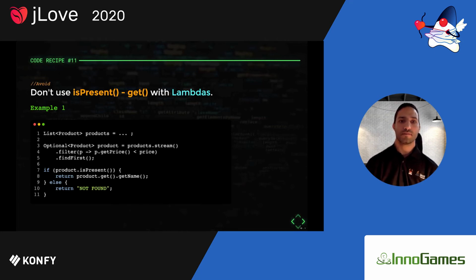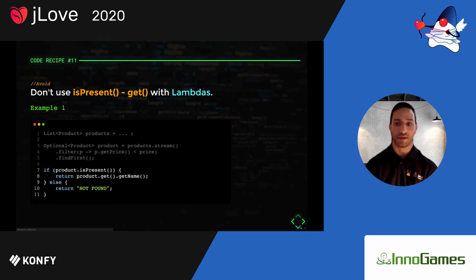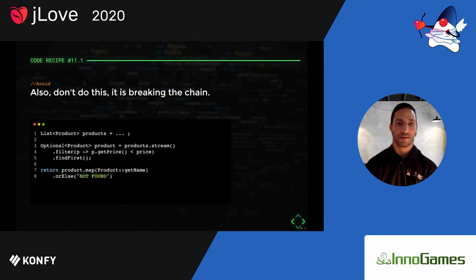So don't use isPresent and get with lambdas. Why? Consider something like this. We have the product, and we have the stream. We did filter and findFirst. And sometimes I found that people do it like this: okay, if it's present, give the name. If it's not found, use a default value. And they don't learn that findFirst, and findAny, and these kinds of methods are actually returning an optional. So you are breaking the optional chain, the lambda chain.